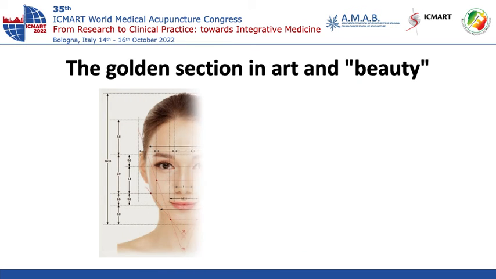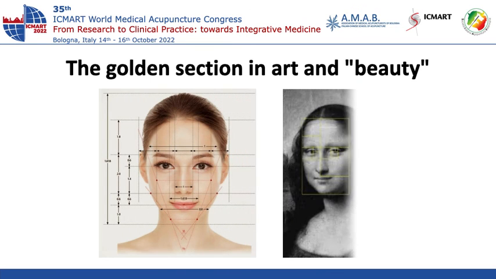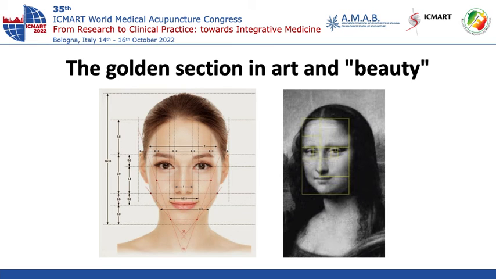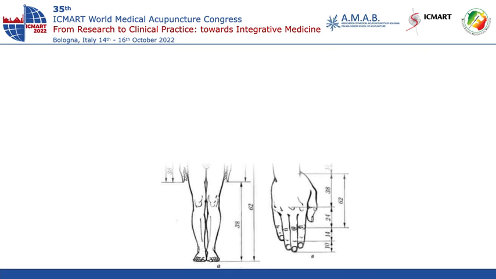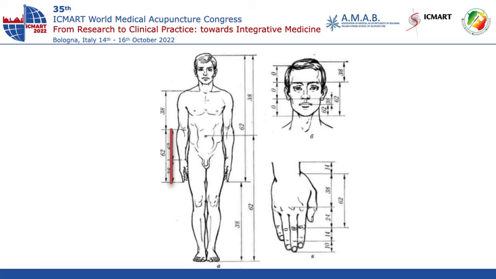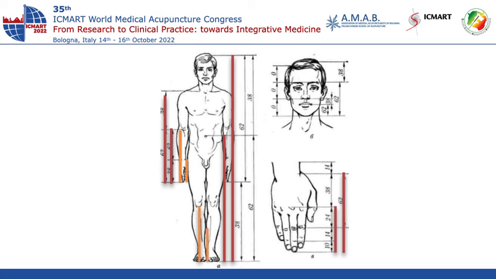If we examine a human face defined as beautiful, we can discover how some distances between the elements that compose it are in golden ratio, as we see in this slide. As you can see in this slide, the golden proportion is applied to the hand, the arm, the foot, the legs, the entire body, the various sections of the face.